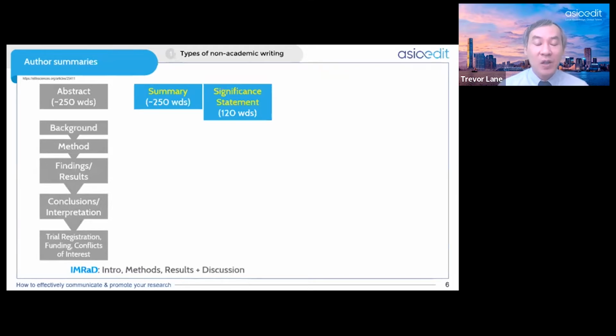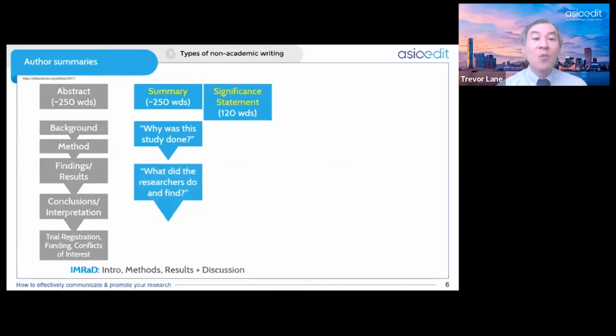And you'll see it follows the classical IMRAD, Introduction, Methods, Results, and Discussion system for abstracts and academic papers. So the summary shorter version, actually it's not shorter, it could be the same length, but simpler language. And it could have questions like, why was this study done? What did the researchers do and find? And what do these findings mean?